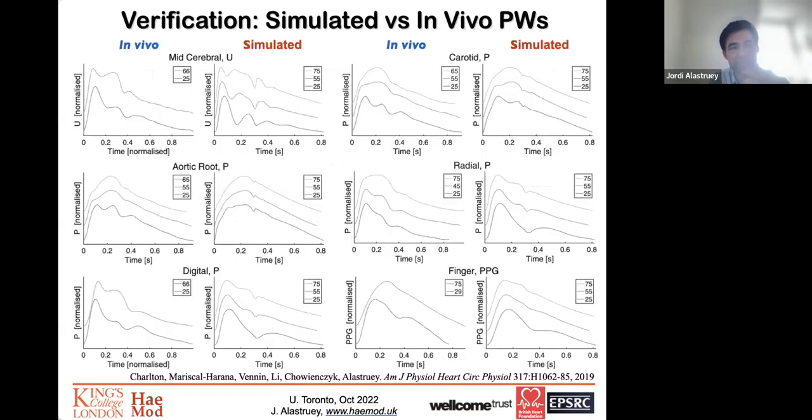So once the data set was created, we verified that the simulated pulse wave signals were representative of samples of real subjects. So how did we do that? We did this verification by comparing simulated pulse waves with in vivo data from healthy subjects from the clinical literature. And here you can see comparisons in a few arterial locations showing similar changes in pulse wave morphology with age to those measured in vivo.